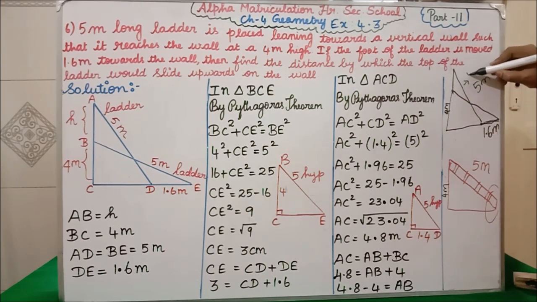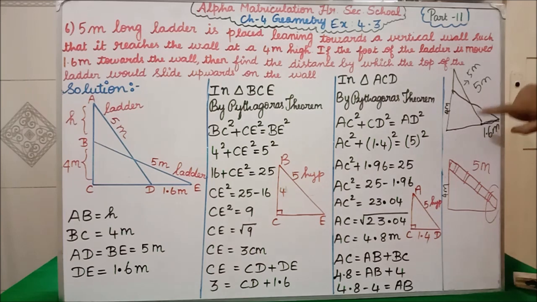Now by that time also, what is the ladder height? 5 meter only. The ladder height is the same whenever we keep it in any direction or position. Same only, 5 meter. Okay. Now first, at 4 meter height we have placed a 5 meter ladder. After a few minutes we are moving the ladder towards the wall. How much? 1.6 meter.